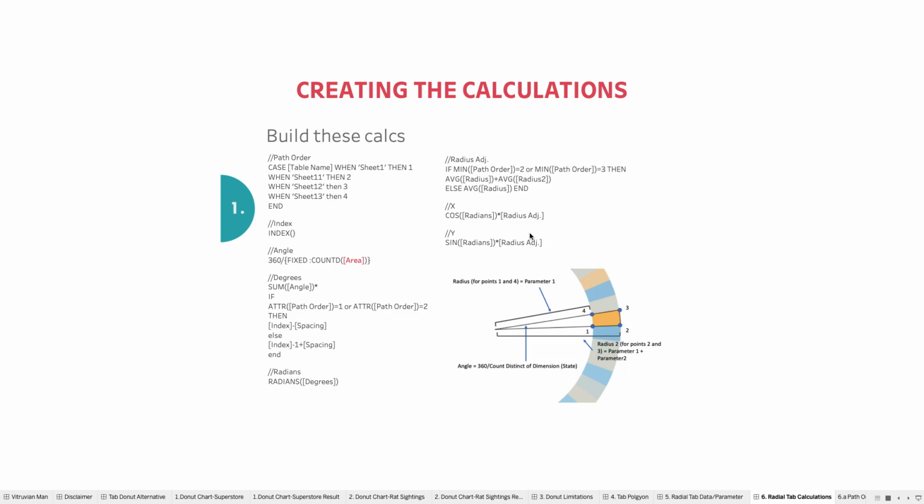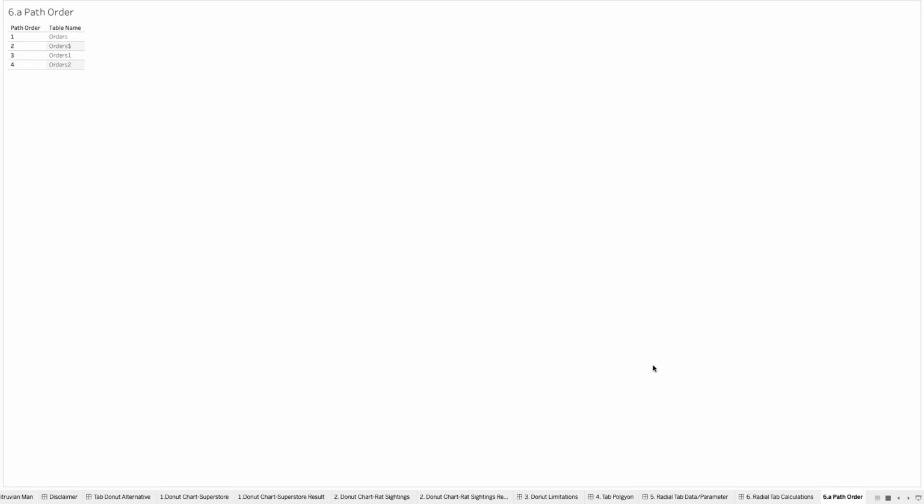If it's 1 or 4, if everything else, it's just going to be the radius. It's going to be that first parameter. So that is changing how far out by the radius that these points are going to go from each other. And then we calculate the x and y, which is just cosine of the radians times the radius adjusted, which is this calculation, and same with y. Okay, let me get back out of this.